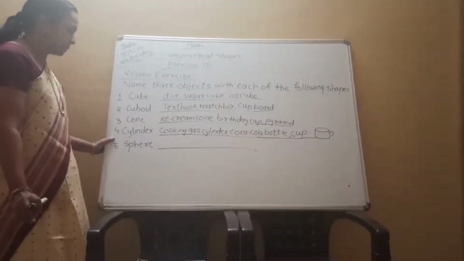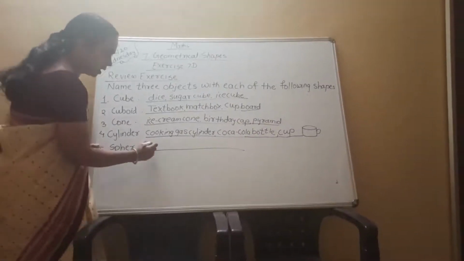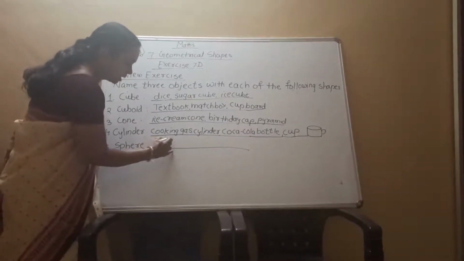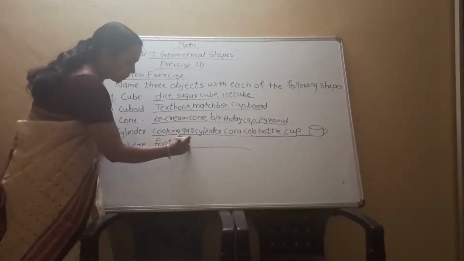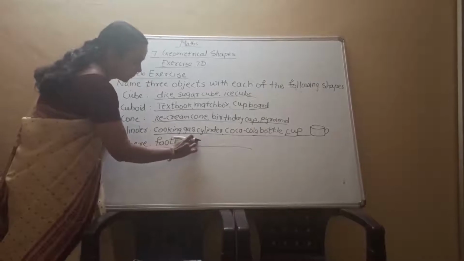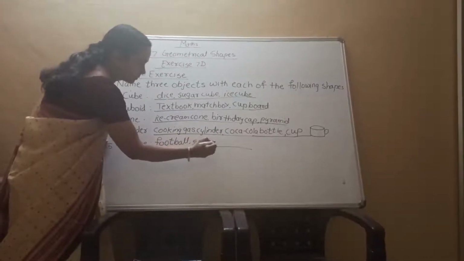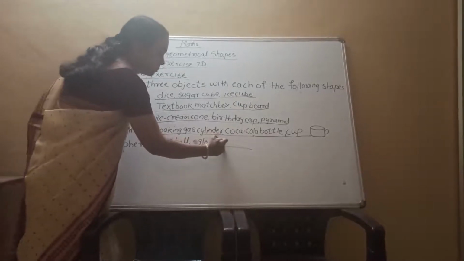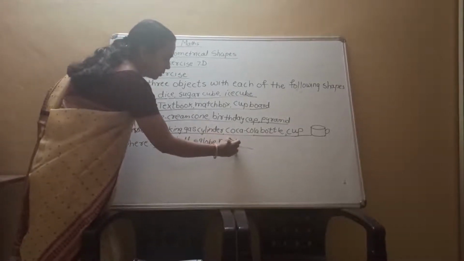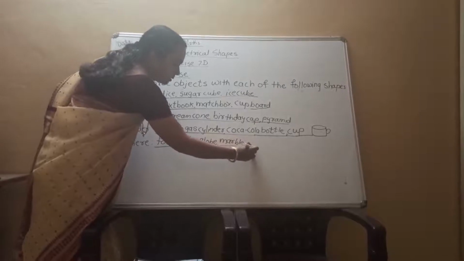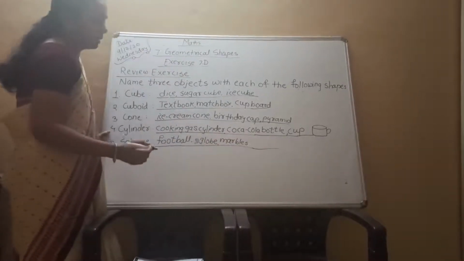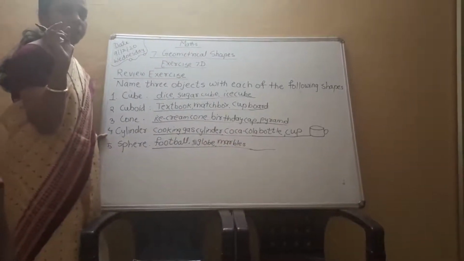Then last example is sphere. Sphere is very simple. First example is football. Second example is our globe. And third example, marbles. Marbles you know very well that boys know it very well. Marbles that is made up of glass.